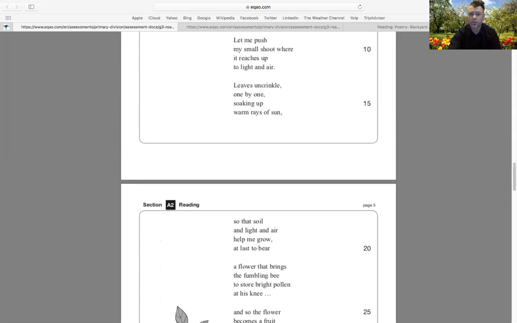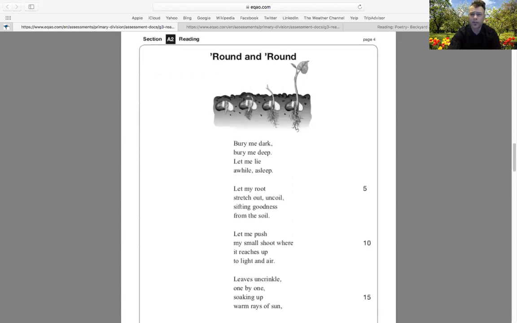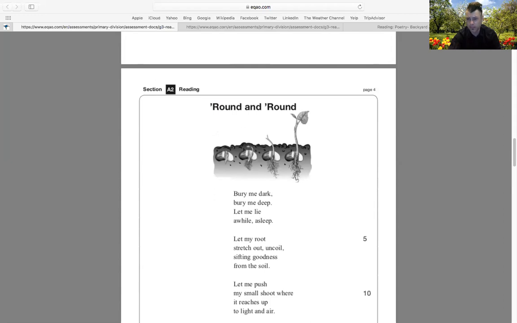All right, so that was the first read through of this. So obviously, it's about the growing of some type of bean plant, from the picture. But nevertheless, we'll read it again and look at some figurative language or words we might not know.